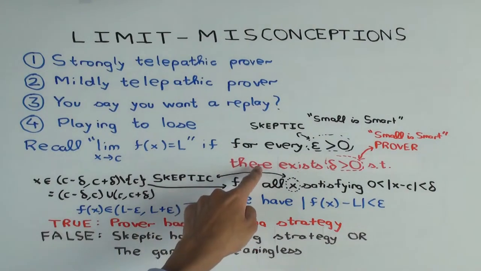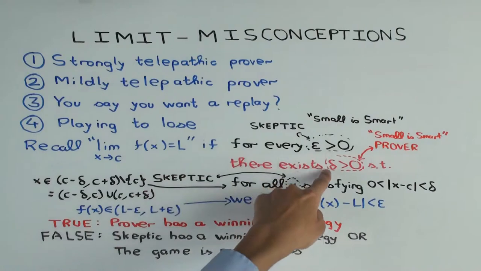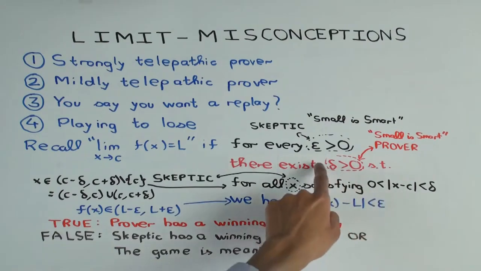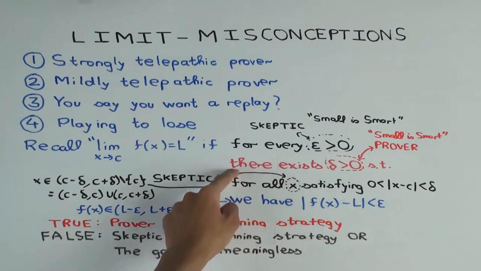The prover is then picking a delta. What is the goal of the prover in picking the delta? The prover is saying, here's how I can trap the function within that interval. I'm going to pick a delta. And my claim is that if the x value is within delta distance of c, except the point c itself, then for any x value there, the function is trapped in there.